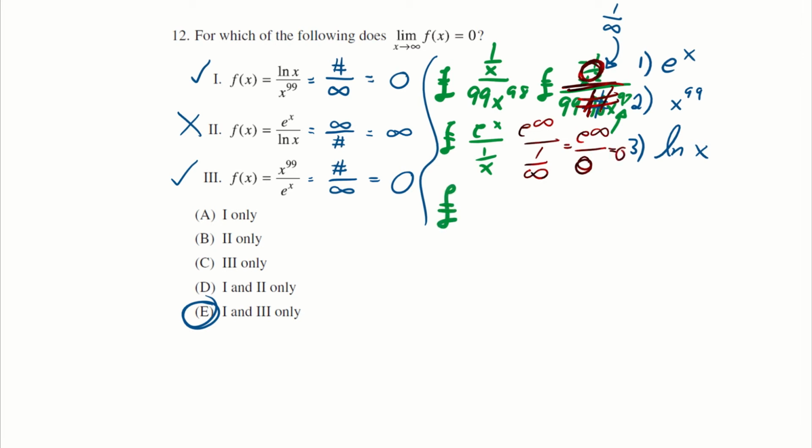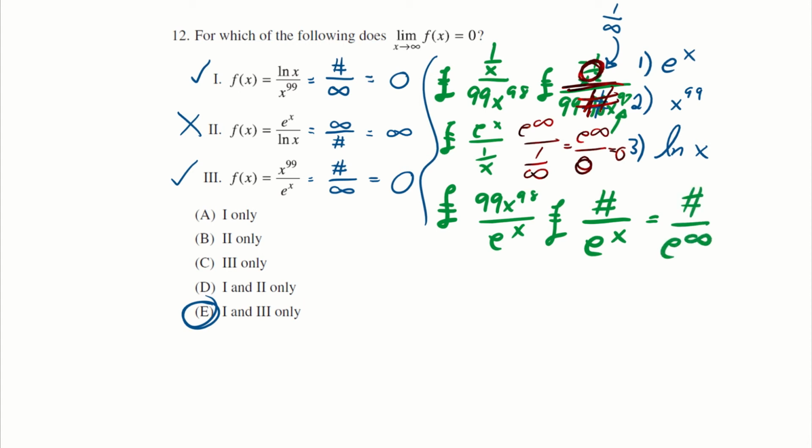On the last one, when I apply L'Hopital's, I get 99 times x to the 98th over e to the x. Same reasoning applies. If I keep applying L'Hopital's, I will eventually have a number up top and e to the x will be remaining strong on the bottom. Therefore, when I eventually plug in infinity, I will just have some number up top divided by e to the infinity. So a number divided by something really big is going to be 0.